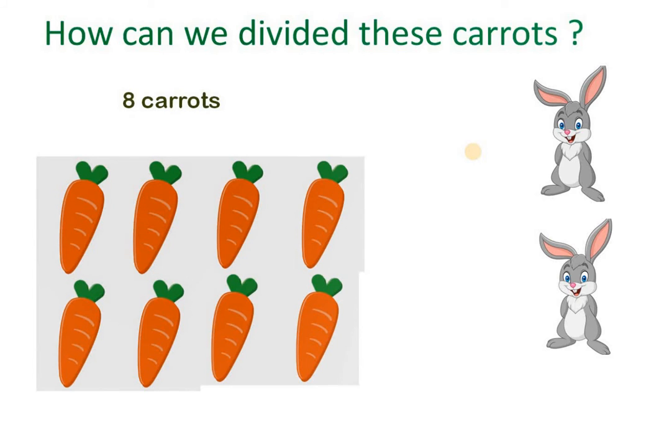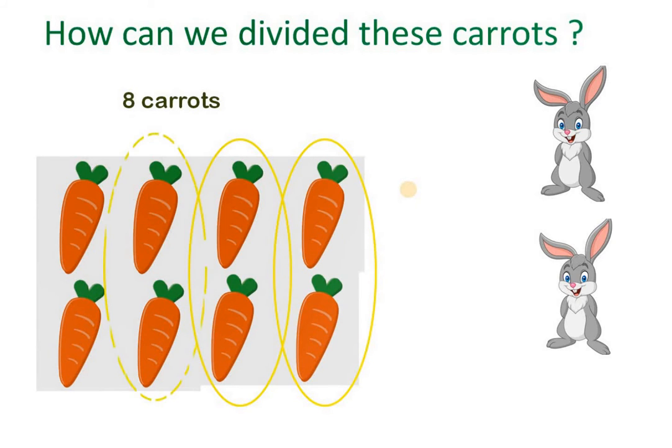So how many carrots do we have here? I have 8 carrots. 1, 2, 3, 4, 5, 6, 7, 8 carrots. Let's start to divide them in groups of 2. This is the first group, this is the second group, this is the third group, and this is the fourth group. So here we have 4 groups of 2. So each rabbit will get 4 carrots.